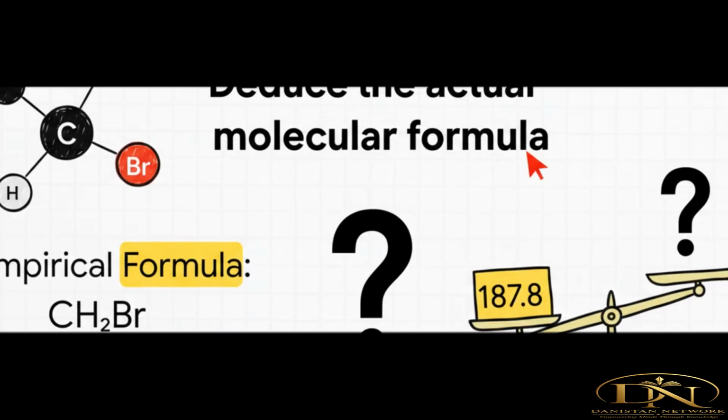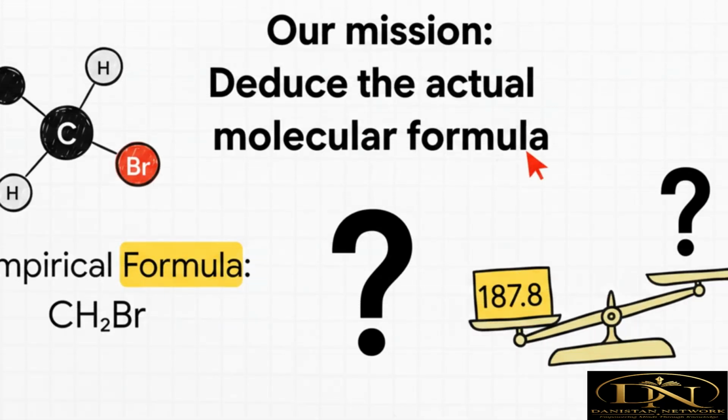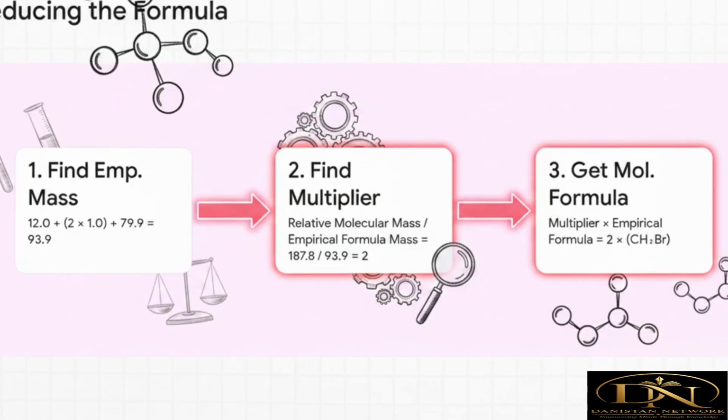Okay, time to bring everything we've learned together. A certain compound has the empirical formula CH2Br. We're also told its total relative molecular mass is 187.8. Our mission, deduce the actual molecular formula. We can do this in 3 easy steps. First, let's find the mass of our empirical formula, our basic building block. The mass of CH2Br adds up to 93.9.